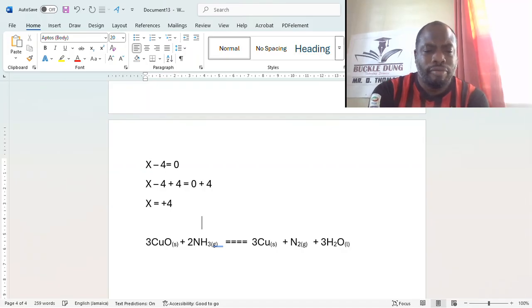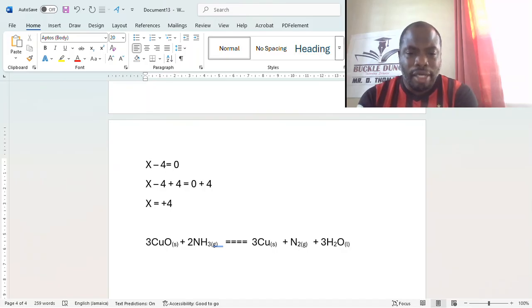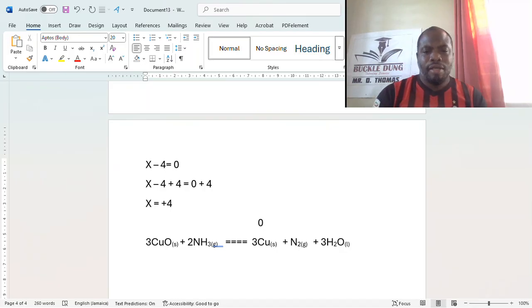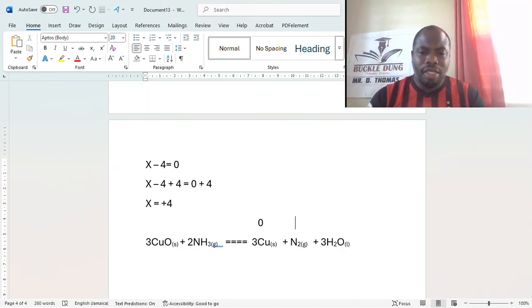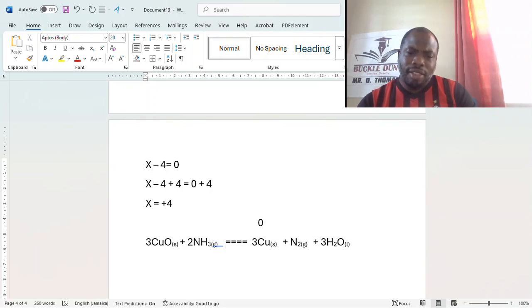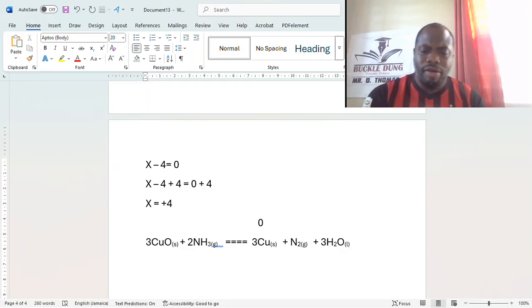And we're starting very simple, because we know if we have an element by itself, not bonded, like we're seeing this copper here. What's the oxidation number? 0. And you see where it comes in. And then we look across beside it. We see one diatomic element here, nitrogen. What's the oxidation number? 0.